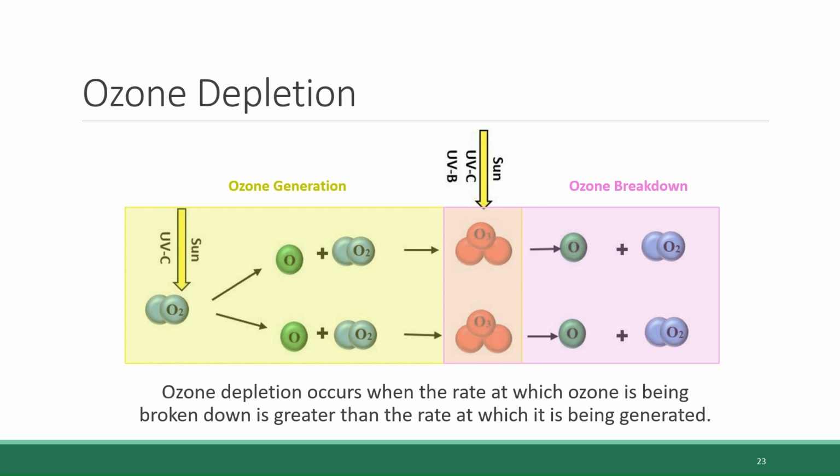So if you don't have enough ozone around to absorb that UVB because it's not being generated fast enough, then more of that higher energy UVB starts to break through down to the Earth's surface. This is a problem. So why is it happening?